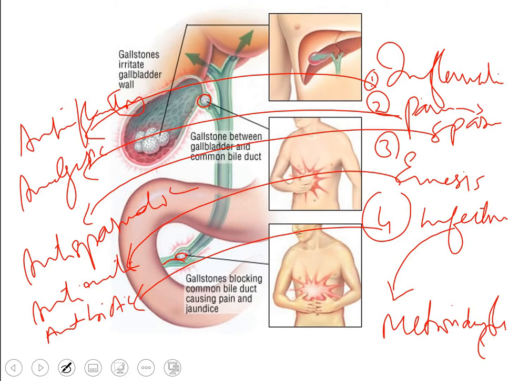So these constitute the different classes of drugs that may be helpful in the management of acute cholangitis or cholecystitis. No matter the nature of the cholecystitis, whether that is acalculous cholecystitis or calculous cholecystitis, these are the classes of drugs that are to be used in the management of cholangitis or cholecystitis.